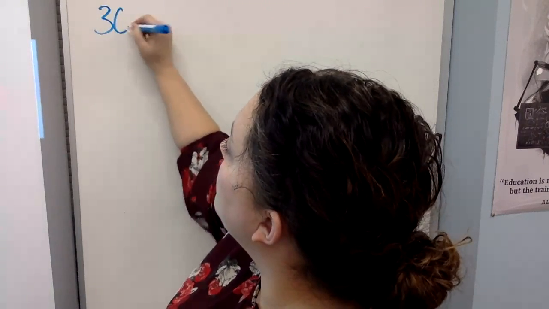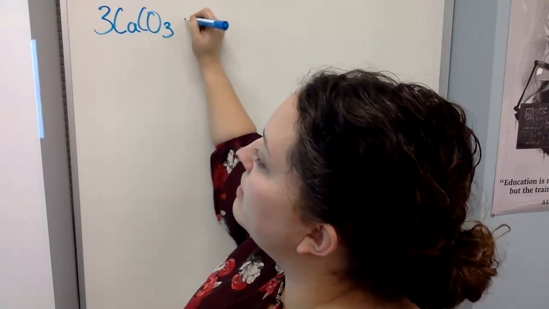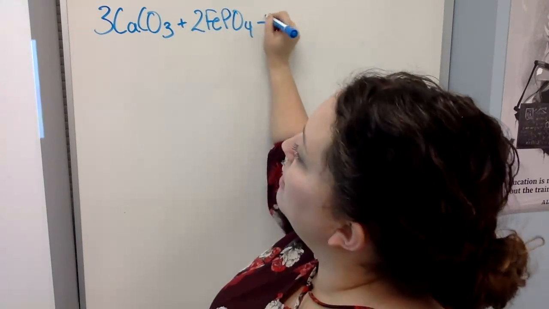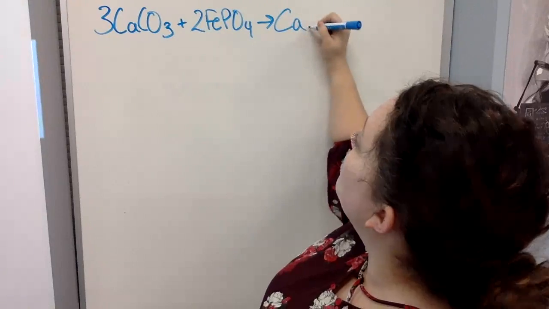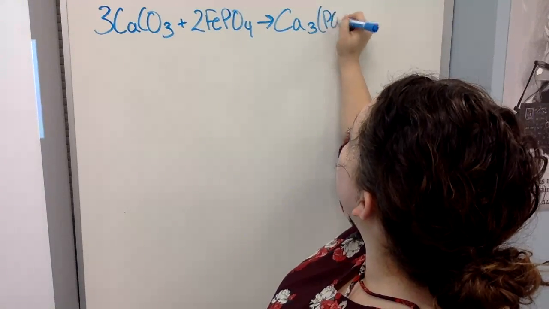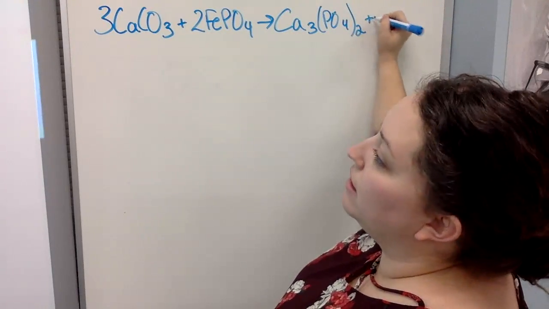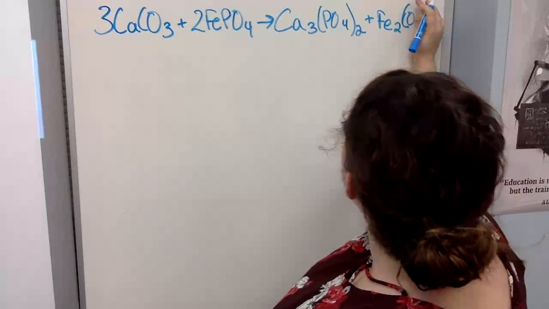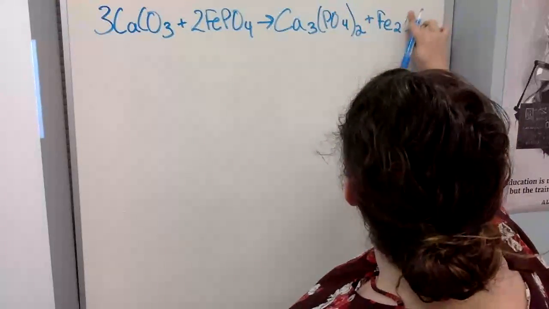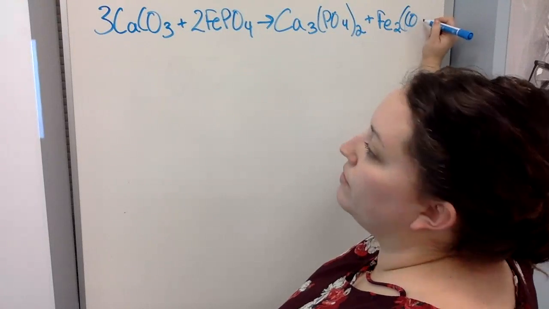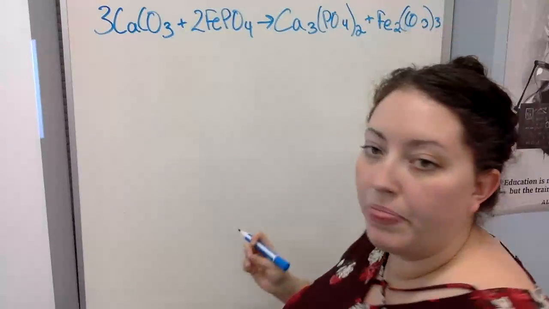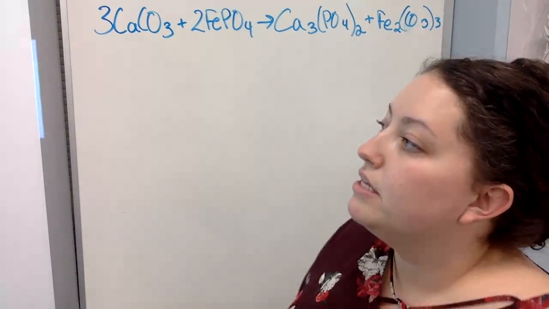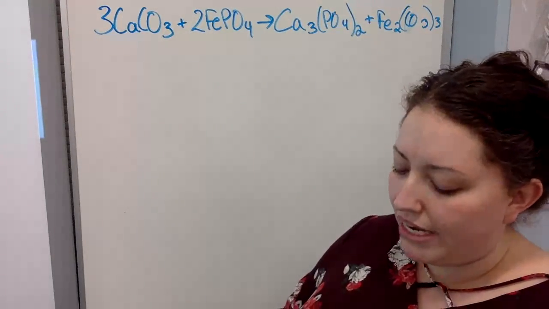We have 3 CaCO3 (calcium carbonate) plus 2 FePO4 (iron phosphate), which yields 1 Ca3(PO4)2 (calcium phosphate) and 1 Fe2(CO3)3 (iron carbonate). Okay, so we have our balanced equation. That's already given to you, which is nice, so you don't have to do that part. So we're answering 3 questions.